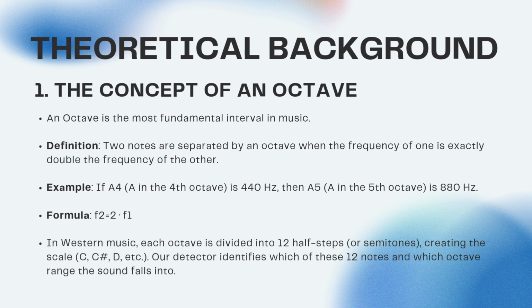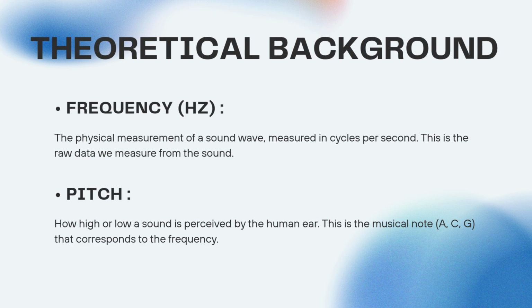The underlying formula is simple: F2 is equal to 2F1. This doubling is what makes the notes sound so similar yet distinct. Crucially, in Western music, each octave is divided into 12 half steps or semitones. Our detector's ultimate job is to identify which of these 12 notes and which specific octave range the input sound falls into.